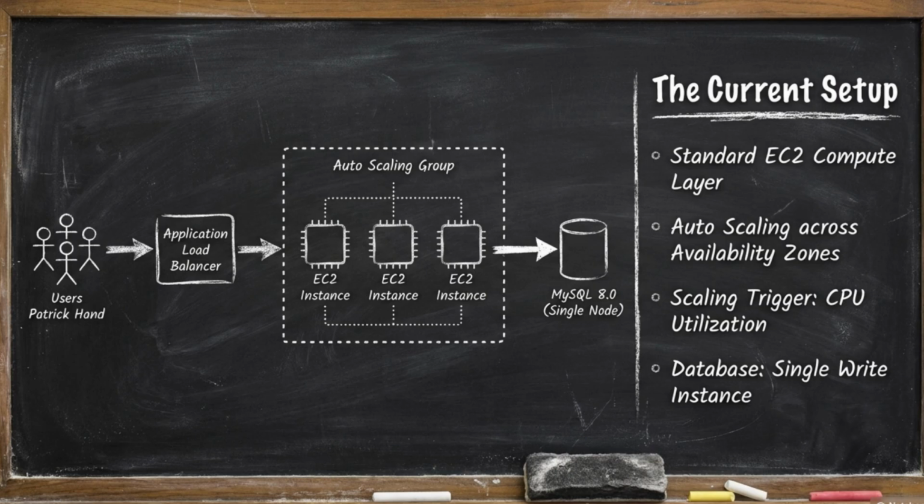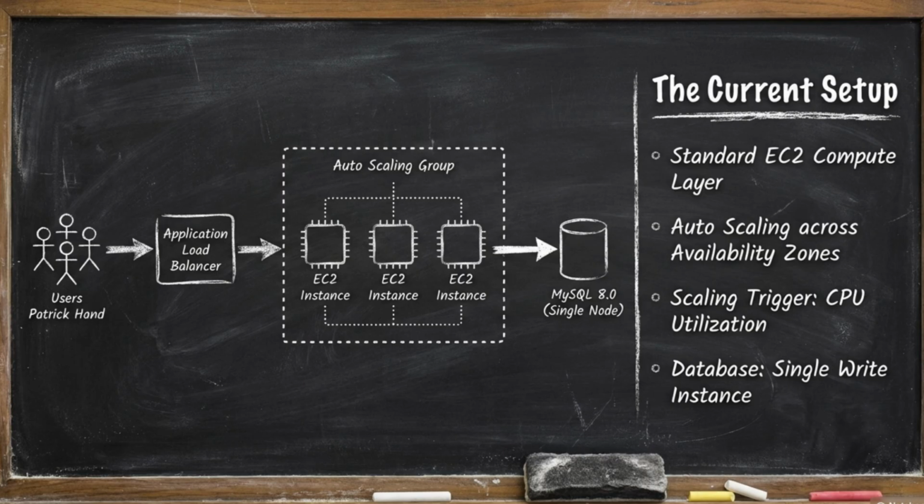EC2 instances behind an application load balancer, an auto-scaling group spread across multiple availability zones. Scaling configured based on CPU utilization. Sounds impressive, right? But there's one big problem.